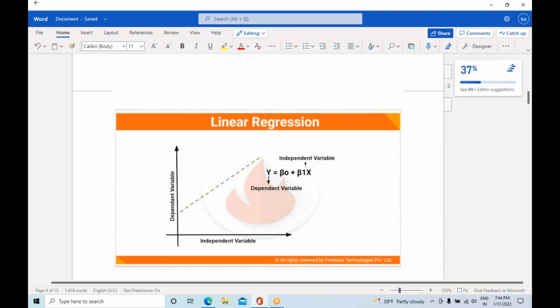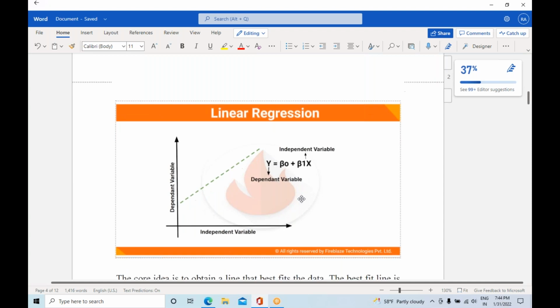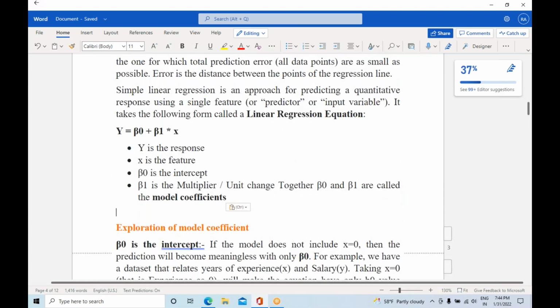So you can see this particular graph. y equals beta naught plus b1 into x, right? Your x is your independent variable, y is your dependent variable. When the x value is 0, what will be my y? That we are representing with beta naught, and beta 1 is nothing but your coefficient value.